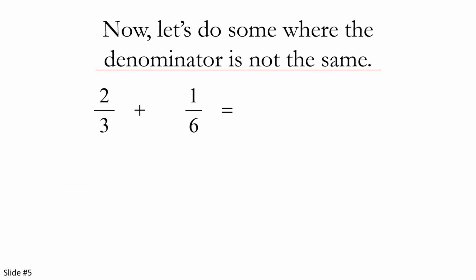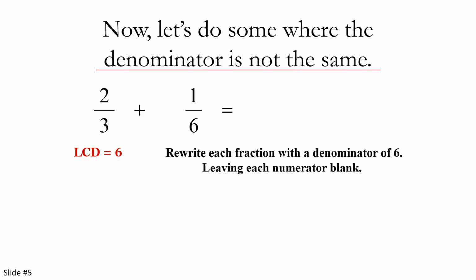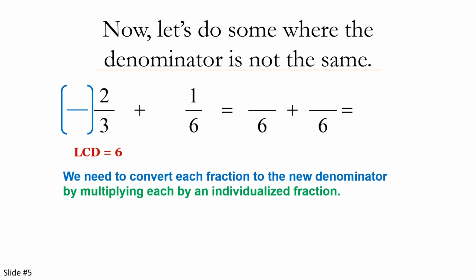So here we go. Two where the denominator is not the same. 2/3 plus 1/6. Well, we want them to be the same. So we've got to find that common denominator, which in this case is a 6. 6 is the common denominator. So we're going to rewrite each of these fractions with a 6 in the denominator, leaving the numerator blank. Now we're going to convert each fraction to this new denominator by multiplying each by a fraction. Now each one gets an individual fraction, whatever it needs.